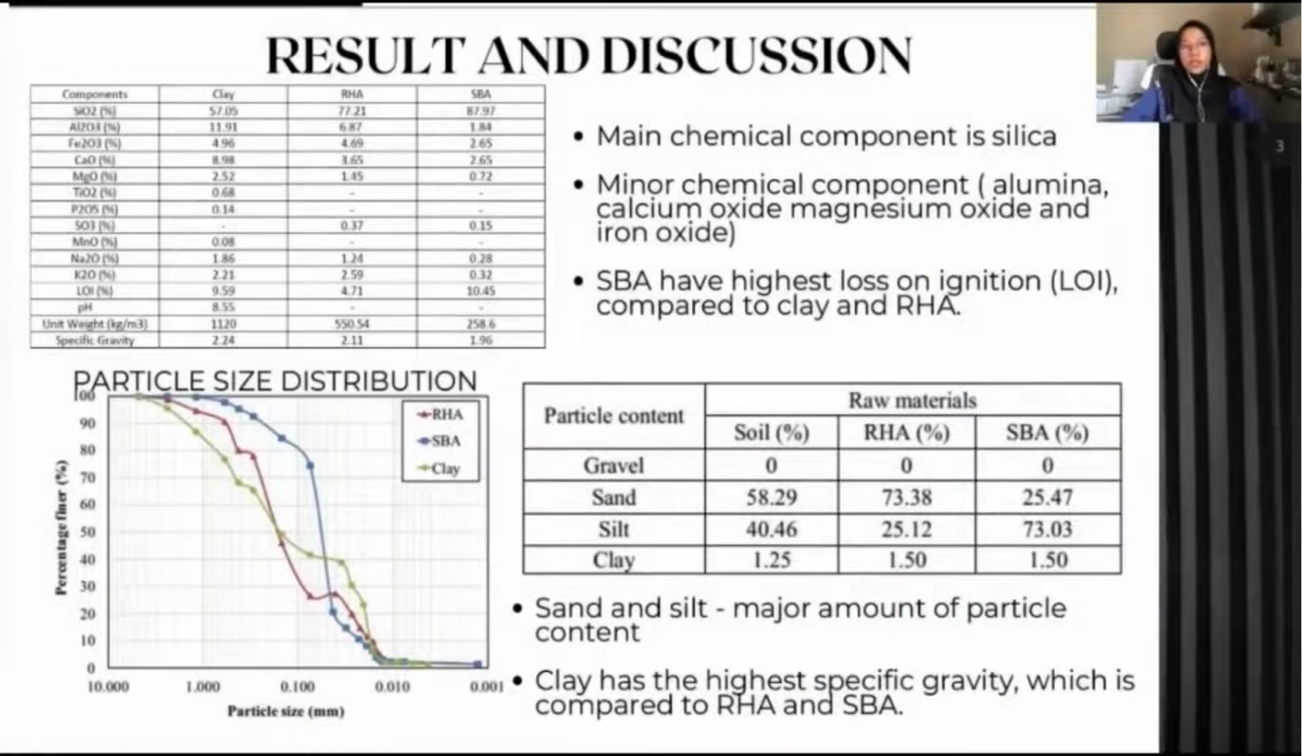For the result and discussion, the main chemical component is silica. The minor chemical components are alumina, calcium oxide, magnesium oxide and iron oxide. SBA has the highest loss of ignition, LOI, compared to clay and RHA. For the particle size distribution, sand and silt are the major particle content, and clay has the highest specific gravity compared to RHA and SBA.